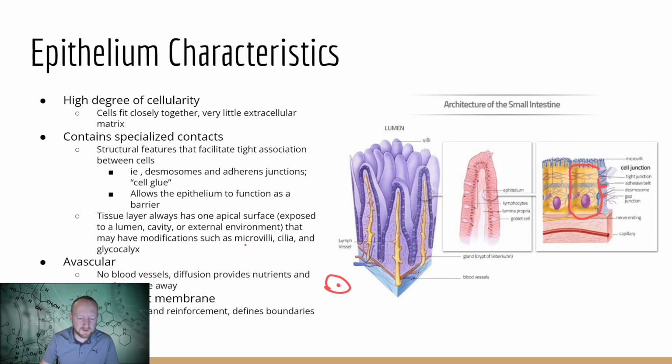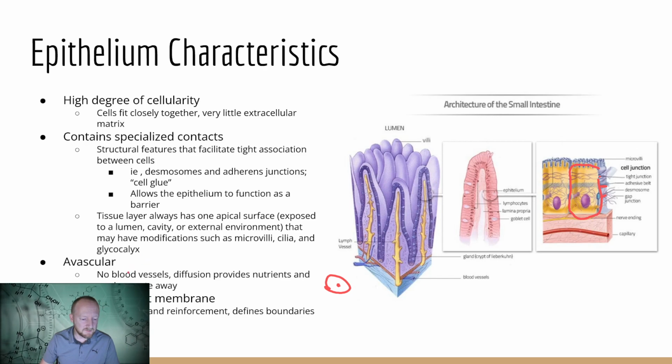They might have any of these modifications: microvilli, like we see in the microvilli and villi in the intestinal tract; cilia, which we're going to see in our trachea, kind of the hairs on the end; and glycocalyx, which is a sugar that coats the outside.